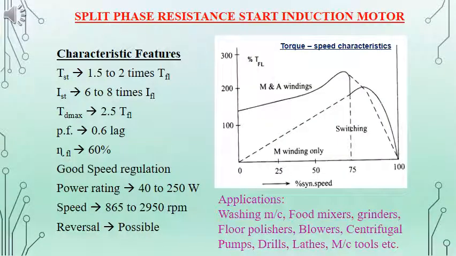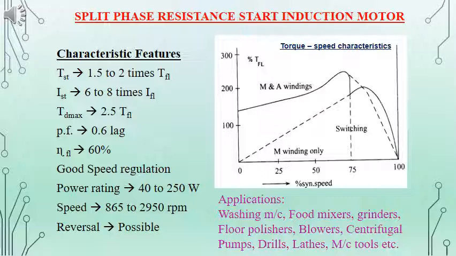The characteristic features are given. The starting torque is 1.5 to 2 times the full load torque, the power factor is low, only 0.6 lagging, and the efficiency is low, only of the order of 60%. Good speed regulation is possible, and reversal of direction is possible in this type of machine. The torque speed characteristics are also given.